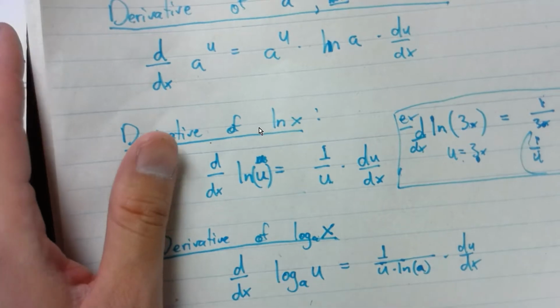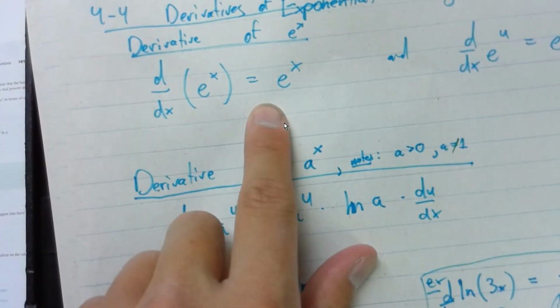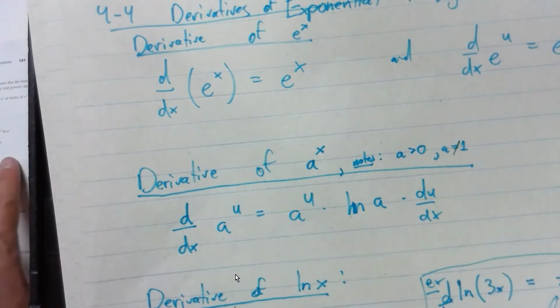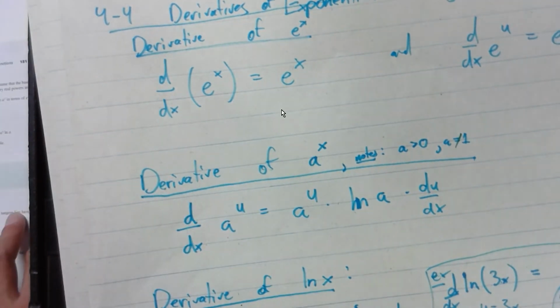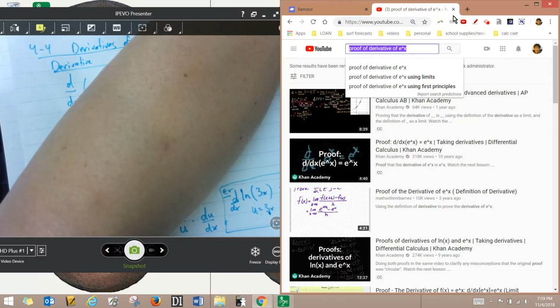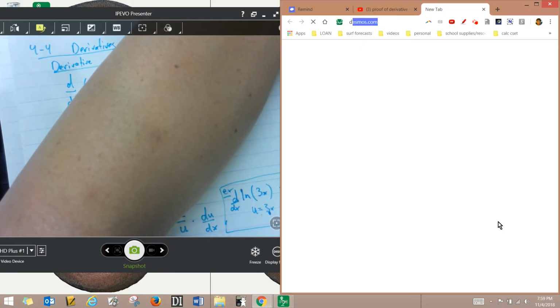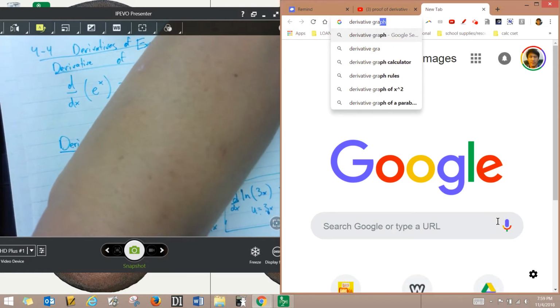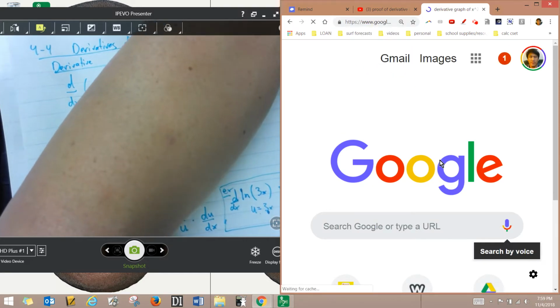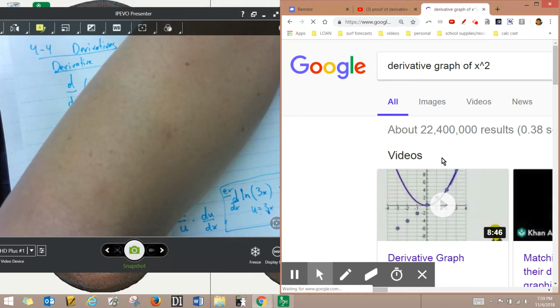One other beautiful thing too, this one's probably the easiest one to prove without having to do the math to prove the actual formula. Let me see, the derivative graph of x squared. Let's see if they have Google images here.